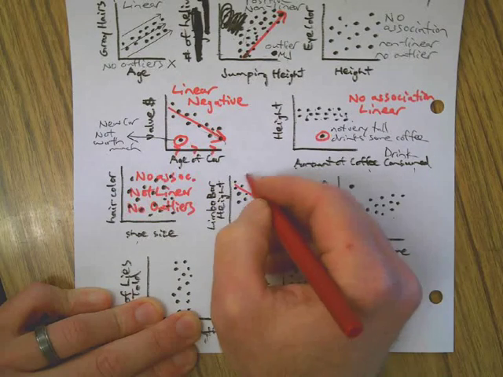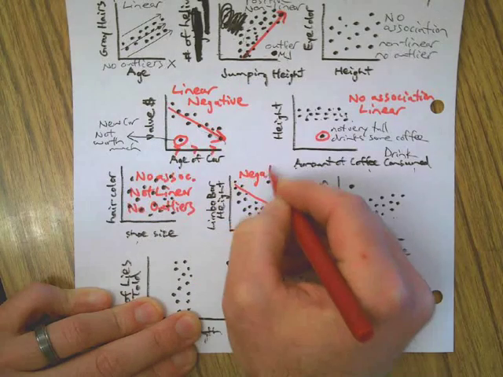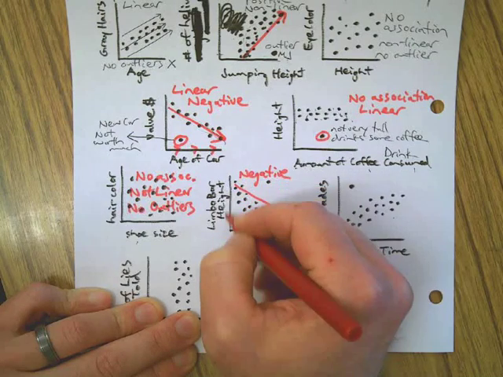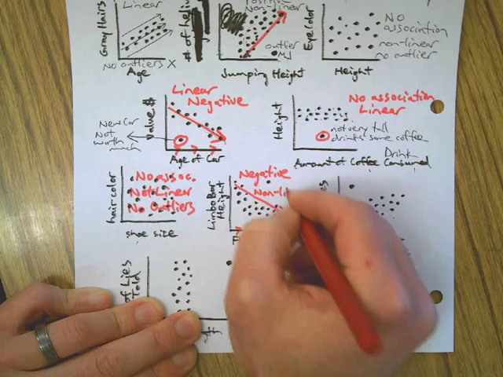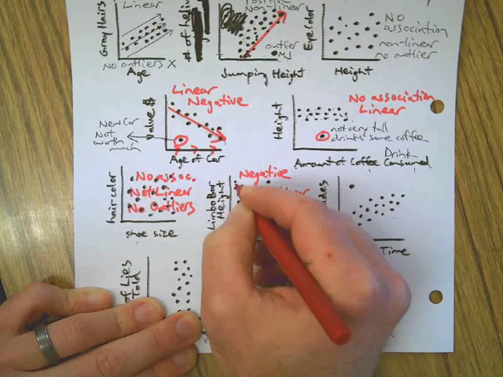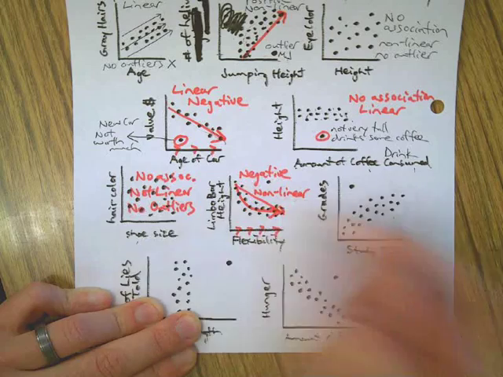So this is negative association, because the limbo bar is going down, down, down, down, down. It is not linear, because it's a curve, right? It kind of goes that way.